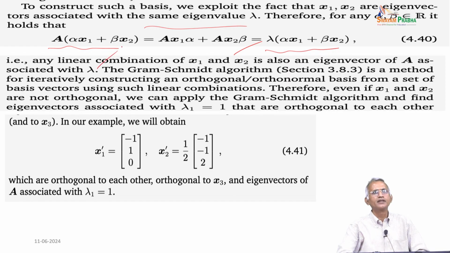The Gram-Schmidt algorithm is a method for iteratively constructing an orthogonal or orthonormal basis from a set of basis vectors using such linear combinations. Therefore, even if x1 and x2 are not orthogonal, we can apply the Gram-Schmidt algorithm and find eigenvectors associated with lambda 1 equal to 1 that are orthogonal to each other. For our problem, we obtain x1 dash equal to minus 1 1 0 and x2 dash equal to 1 by 2 into minus 1 minus 1 2, which are orthogonal to each other, orthogonal to x3, and eigenvectors of A associated with lambda 1 equal to 1.